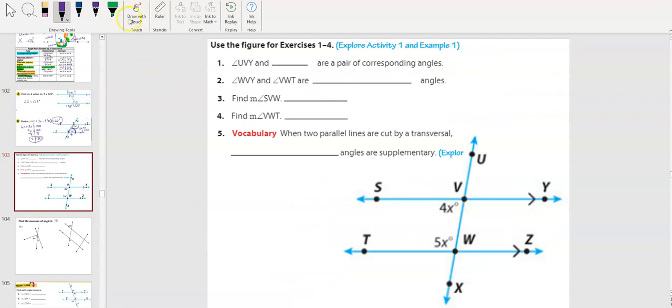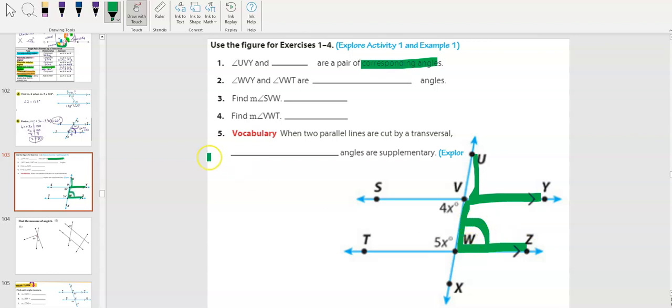All right, in this problem here, we're going to analyze this entire shape to answer these questions. So they want to know u, v, y, what is, and what other angle are corresponding. So I know that this is on the right side of the transversal, and it's above the parallel line. So I also want an angle that's on the right side of the transversal, but above the parallel line. So the other angle that is corresponding would be angle VWZ. Those are corresponding angles.